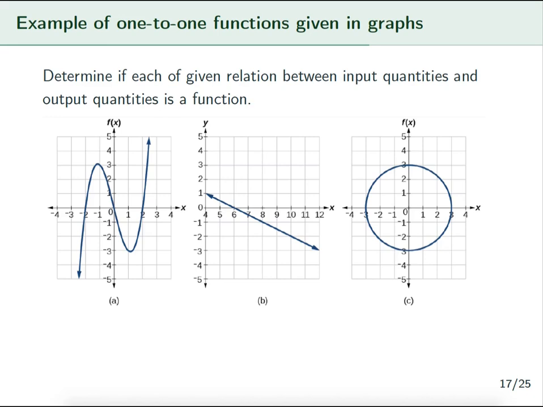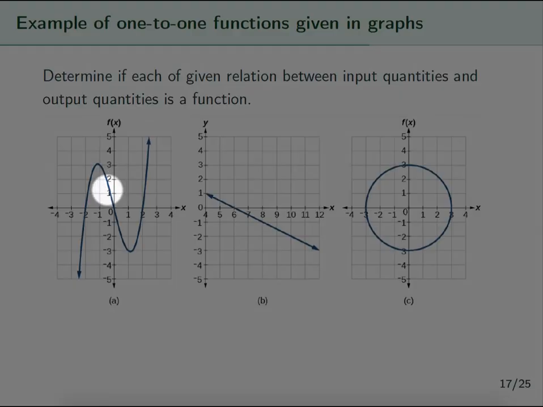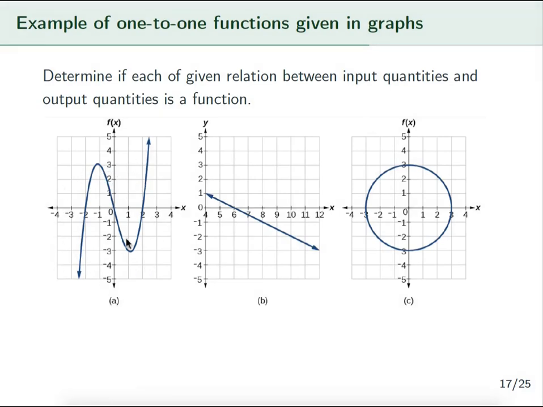How can we determine if a function given in a graph is one-to-one? Pick an output, for example, an output of 2 right here. Output of 2 has an input of about 2.1, and it also has an input of maybe negative 0.5, and it also has an input of about negative 1.8. So this graph is not a one-to-one function. It is a function, but it's not one-to-one.